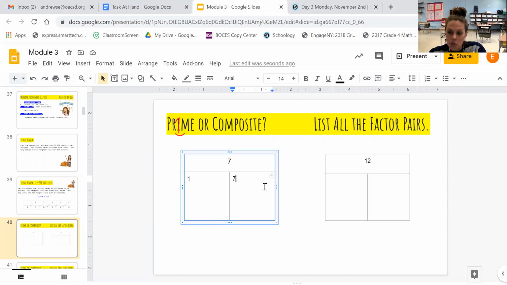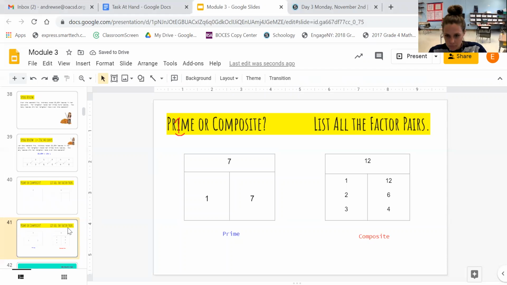I want you to pause your video and try to come up with the factor pairs for the number 12. Remember, we use our strategy of skip counting or listing our multiples. Go for it. Pause your video and then check back with me. All right, ladies and gentlemen, when I listed mine, I came up with technically 3 factor pairs or 6 factors that I could get. Therefore, I know it's a composite number.